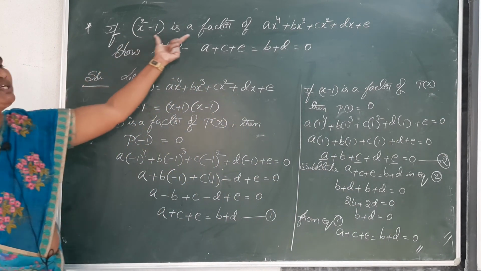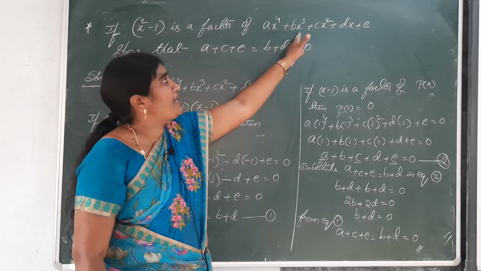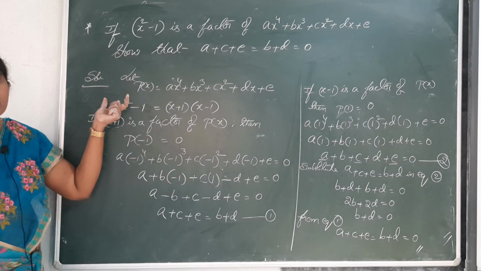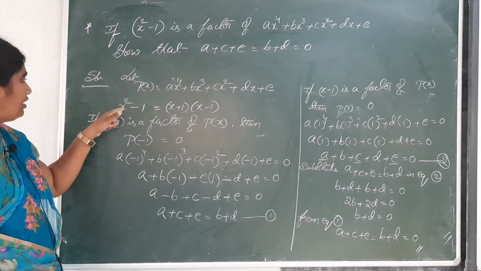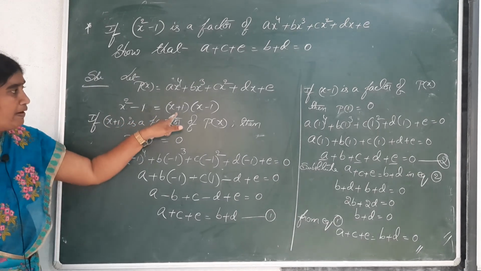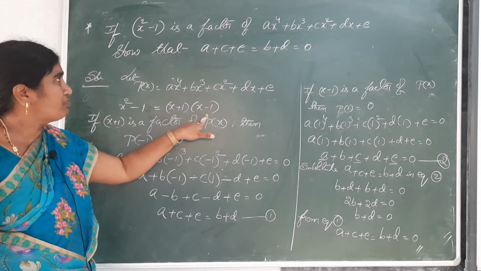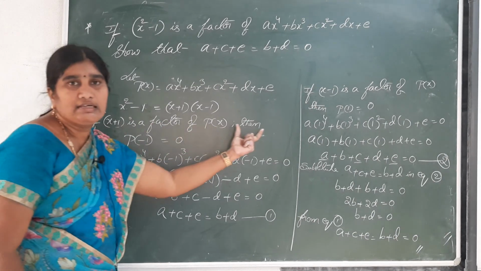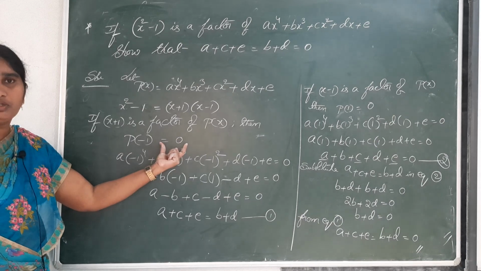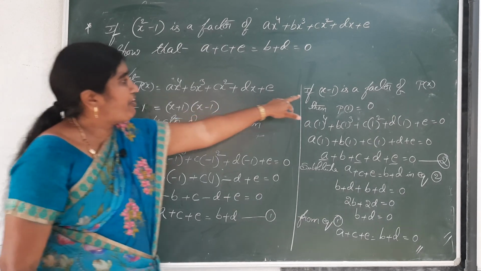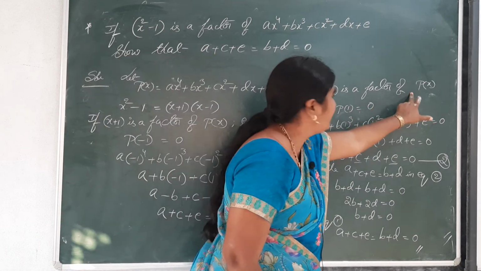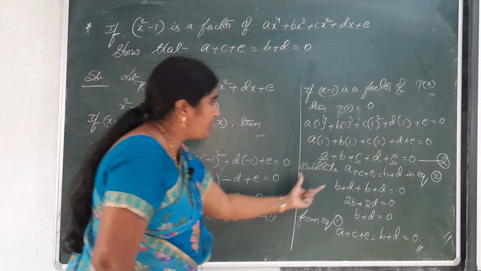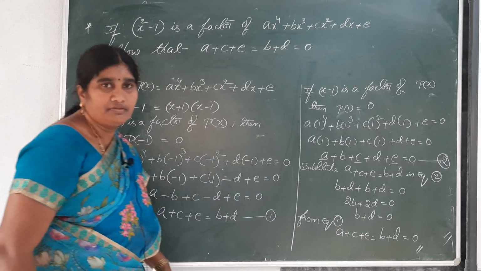First, x square minus 1 is a factor of ax power 4 plus bx cube plus ax square plus dx plus e. We know that a square minus b square equal to a plus b into a minus b. Here x square minus 1 equal to x plus 1 into x minus 1. By factor theorem, if x plus 1 is a factor of p of x, then p of minus 1 equal to 0. Similarly, if x minus 1 is a factor of p of x, then p of 1 equal to 0. Solving equation 1 and equation 2, we get the answer.